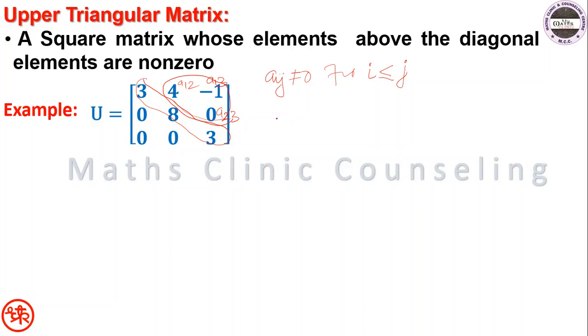Is that clear? So this is called the upper triangular, and aij is equal to 0 for i greater than or equal to j. Look here: A21, A31, A32, in these three we see the value of i is greater, and therefore i greater than or equal to j. Is that clear? So this is what an upper triangular matrix is.